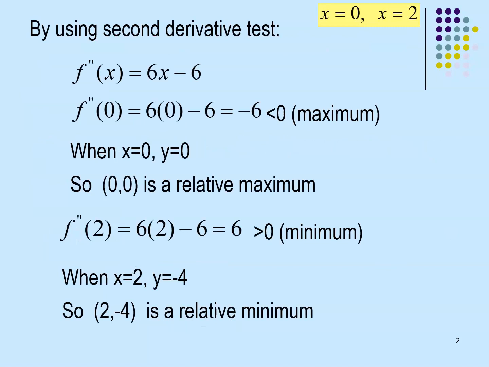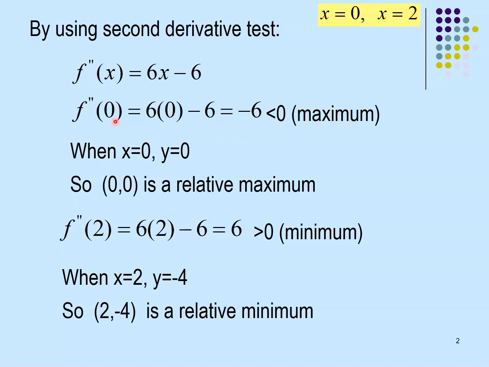Then, by using the second derivative test, we will have f double prime x equal to 6x minus 6. So this is after we differentiate the second time. Now we have to substitute our values of x, since we already know that x equals 0 and x equals 2. First, we need to substitute x equal to 0 into the second derivative. So you get negative 6, which is less than 0. So this will be a maximum point, or relative maximum.